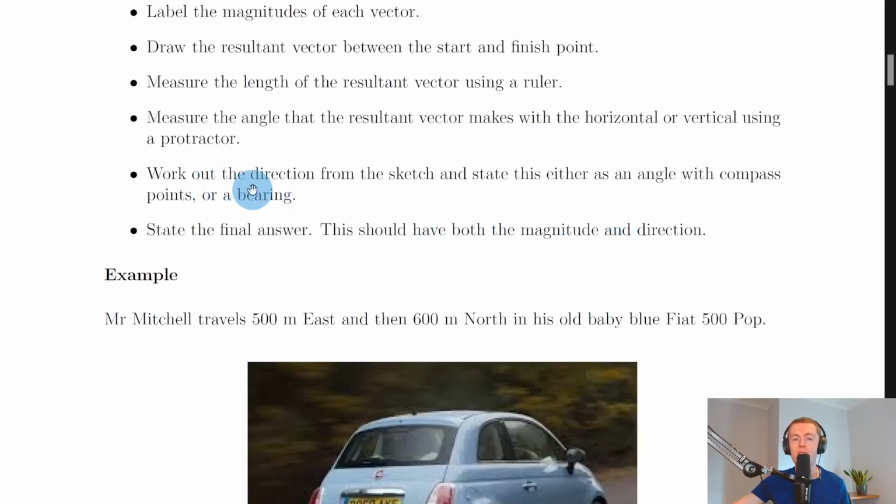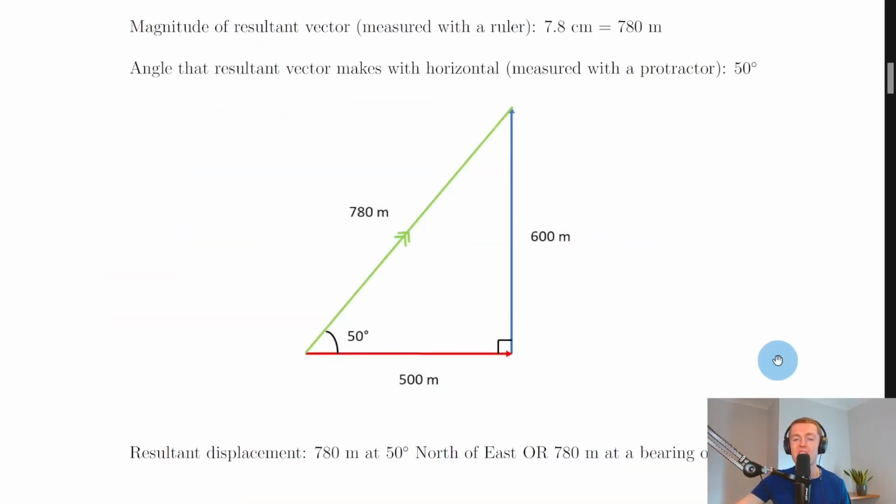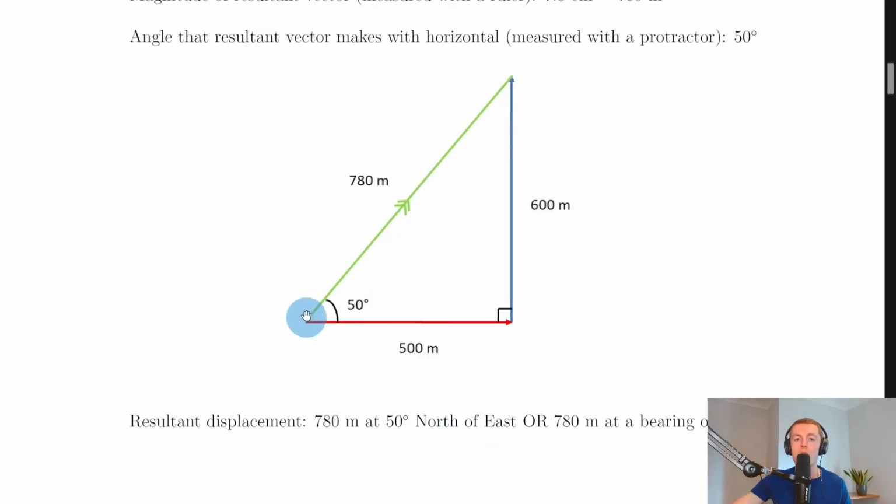So it says here, work out the direction from the sketch and state this either as an angle with compass points or a bearing. We then want to state the final answer, and this should have both the magnitude and the direction. Well, I've stated the direction as a compass point and a bearing in here just to show you the two options. Well, if this is north here and this is east here, and I'm interested in my resultant vector here, then if I know that this is east and I know that this is north, then this is the same as saying 50 degrees north, round towards north from east. So it's 50 degrees north of east.